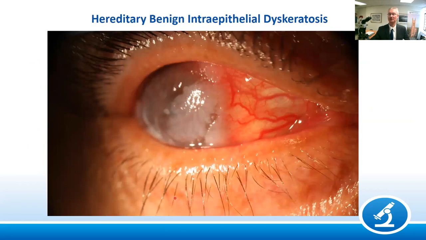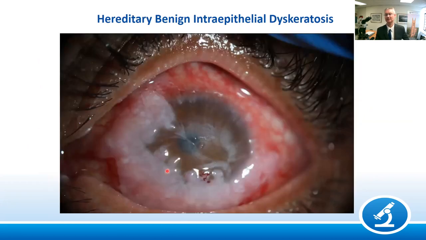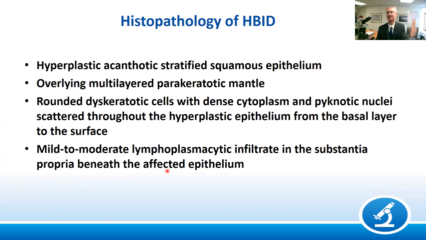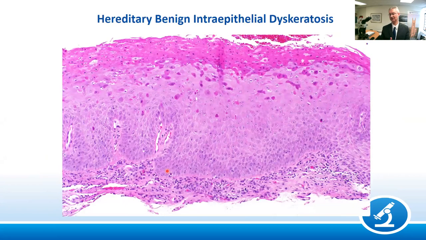Here again, a few more clinical photographs. You see this very whitish, inflamed, sentinel vessel enriched lesion growing onto the surface of the cornea. Here's another one. Some cases are more severe than others. That slide, you can just go back and review at your leisure if you want to.